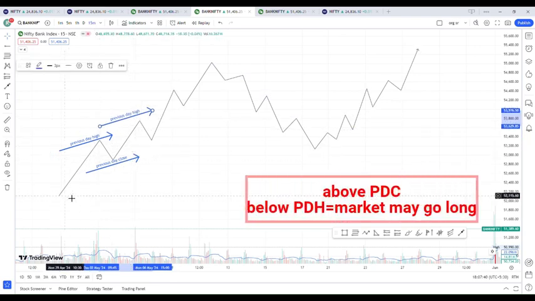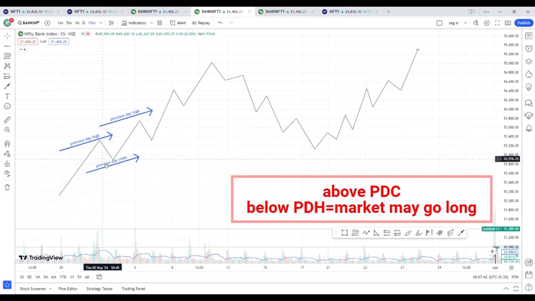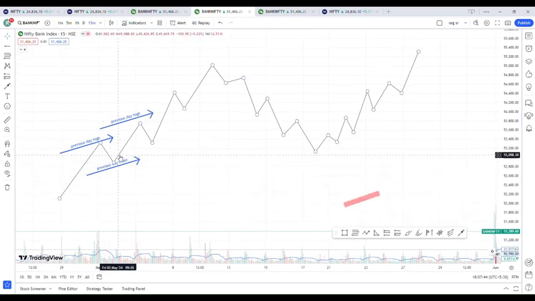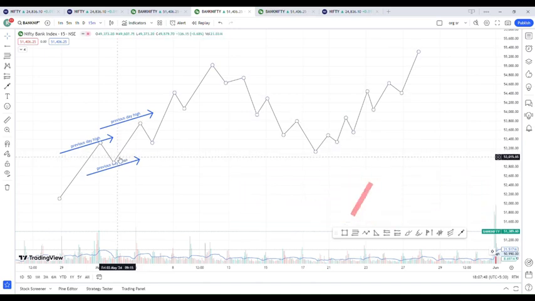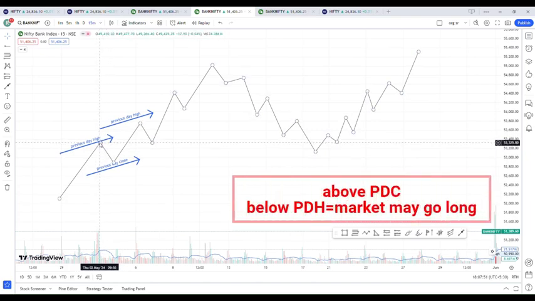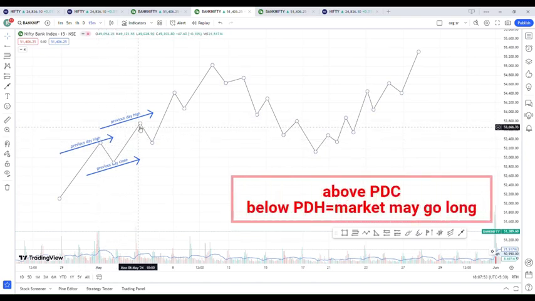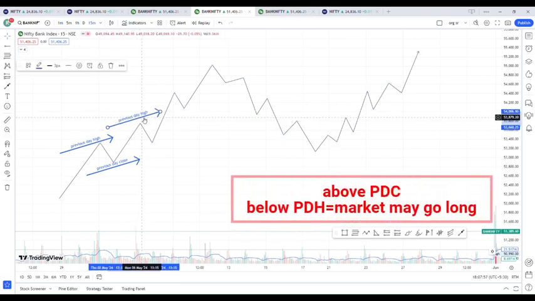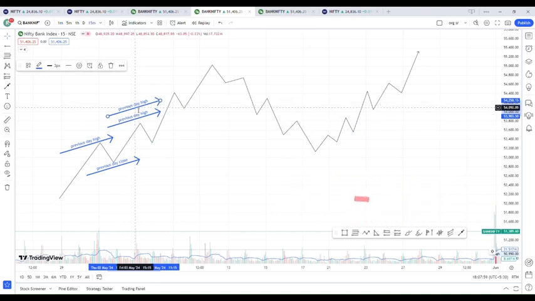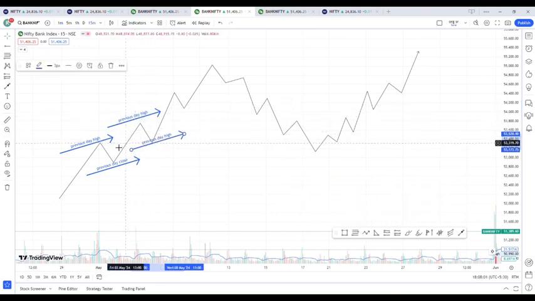Suppose this is the first day, and the market is opening somewhere around the previous day close. In such a case, when the market is opening above the previous day close, it will reclaim its previous day high and may break the previous day high, right? And make a new high, and then close above the previous day high. Sorry, this is the previous day.